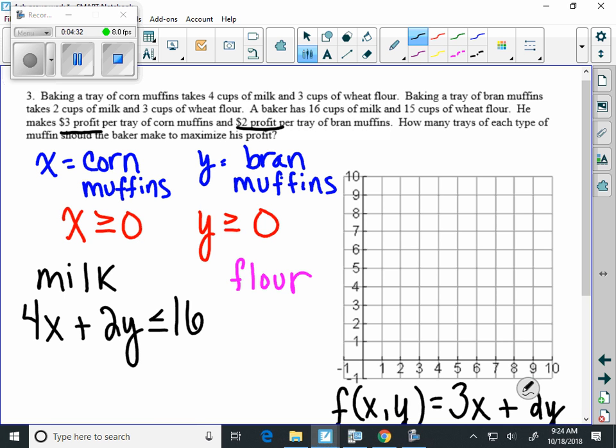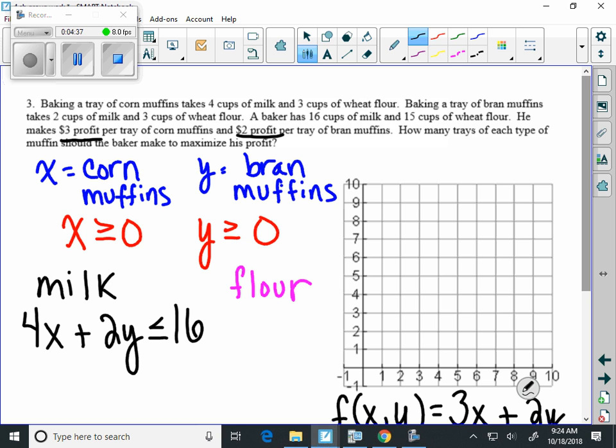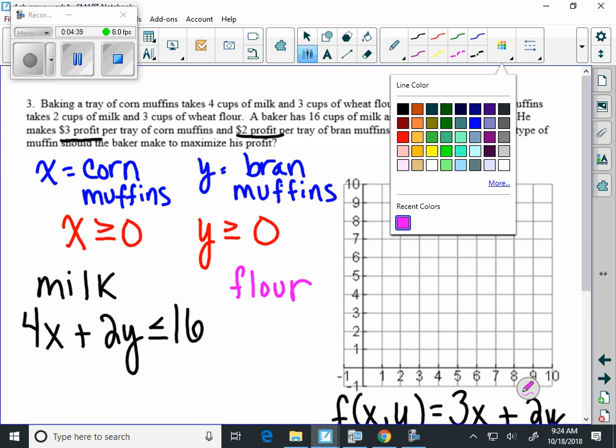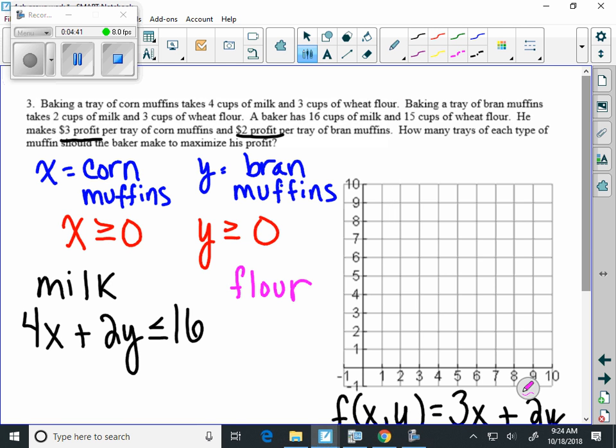Do the same thing for the flour. Corn muffins for the flour take 3. Not only do we take 3 cups of flour for corn muffins, but it turns out that bran muffins also take 3 cups of flour. Then what we're looking for is how much flour do we have available? Well, we've got 15 cups.